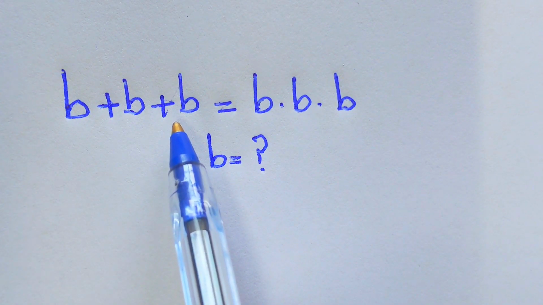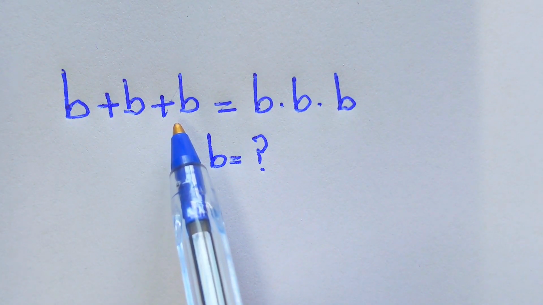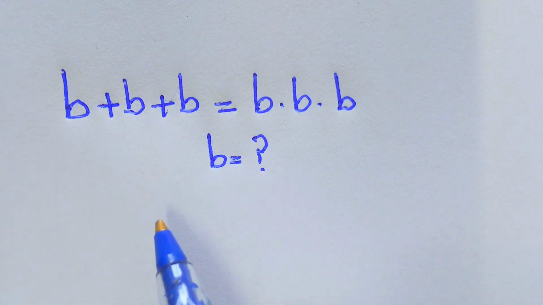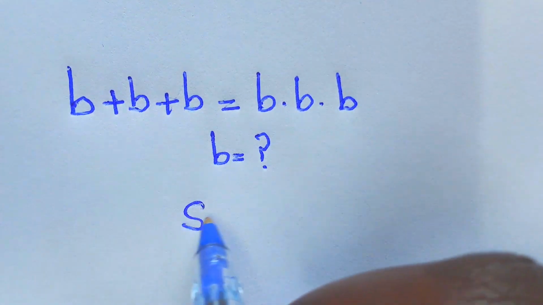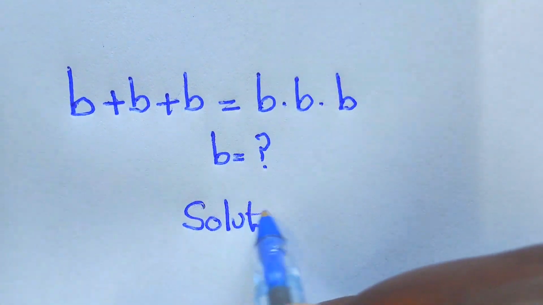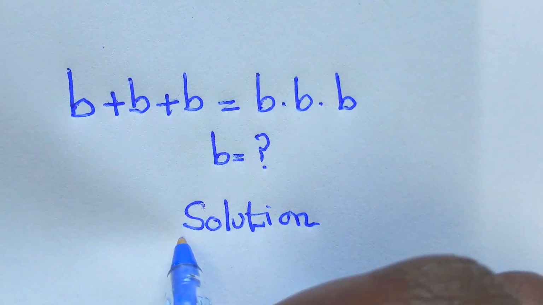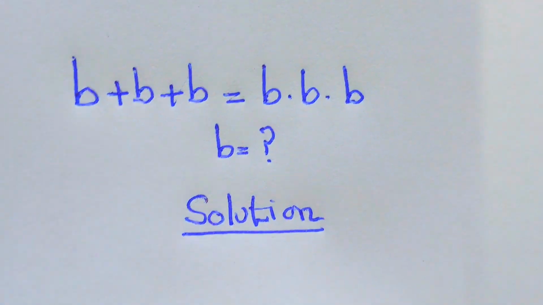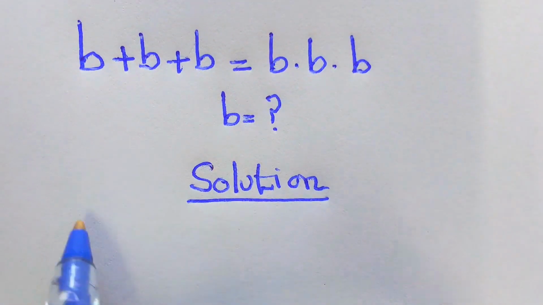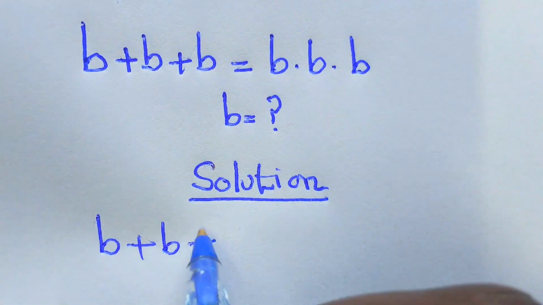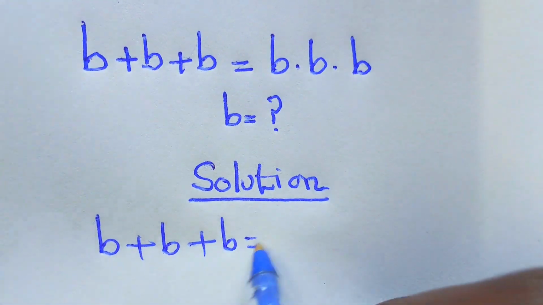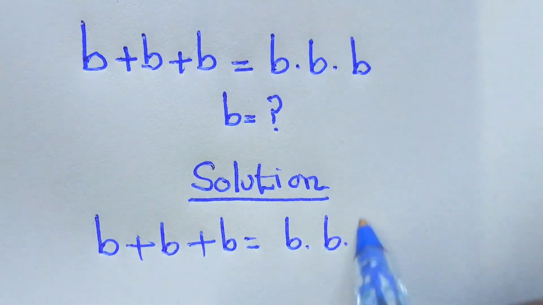Today's video poses a question: b plus b plus b equals b times b times b, and you're supposed to find the value of b. Let's provide the solution very quickly. First we copy what we have: b plus b plus b equals b times b times b.